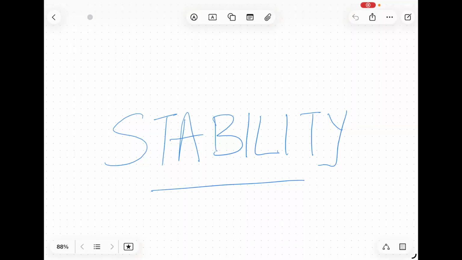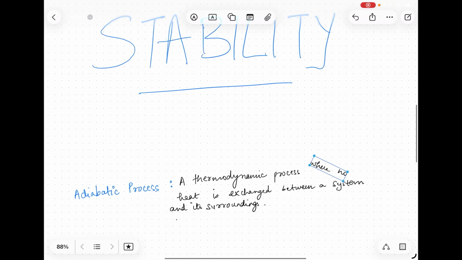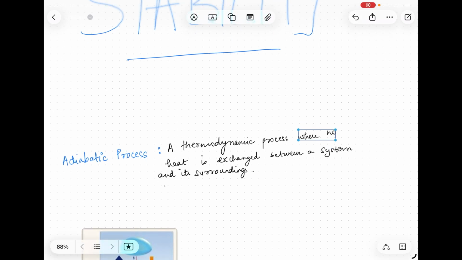So now we're going to talk about stability. Before we start stability, we need to know a few definitions which you must have studied in your physics. So one is adiabatic process. What is an adiabatic process? A thermodynamic process where no heat is exchanged between a system and its surroundings.